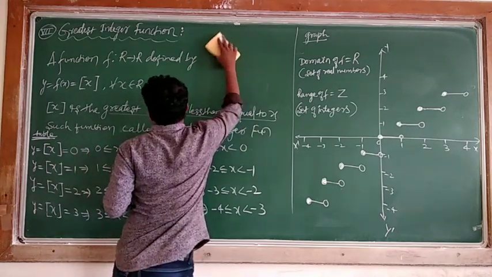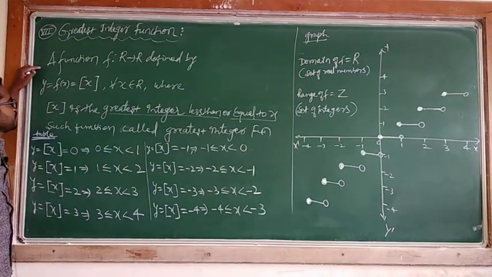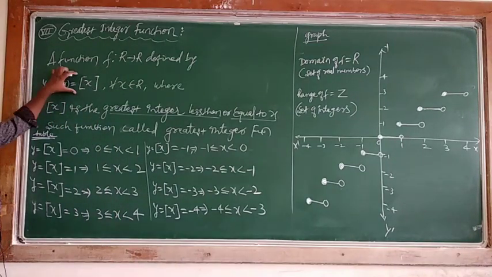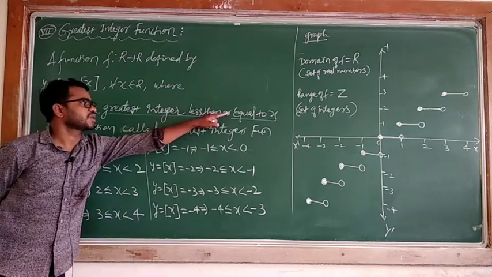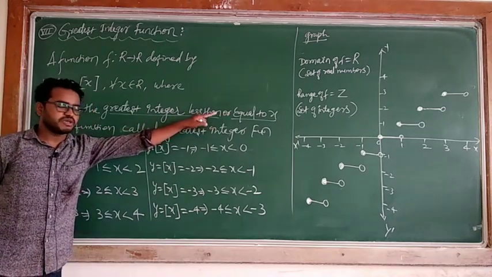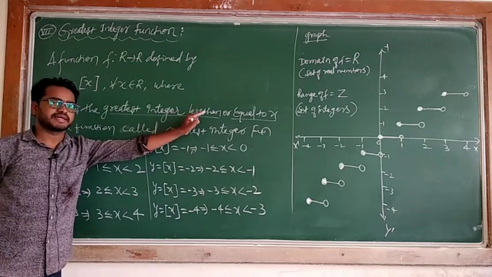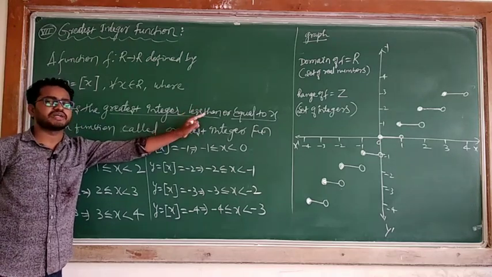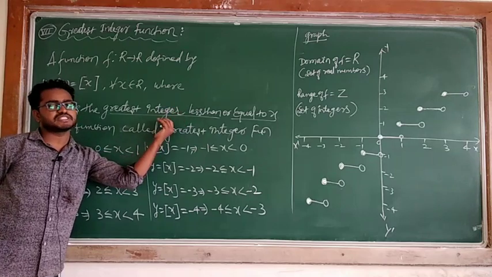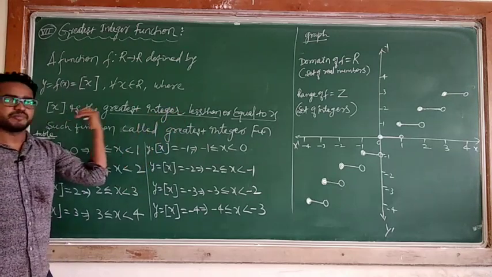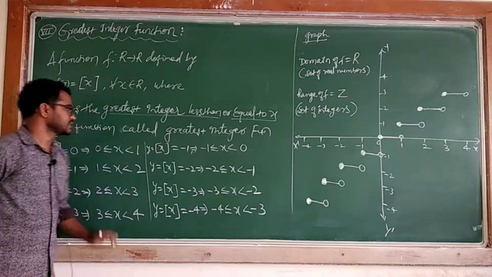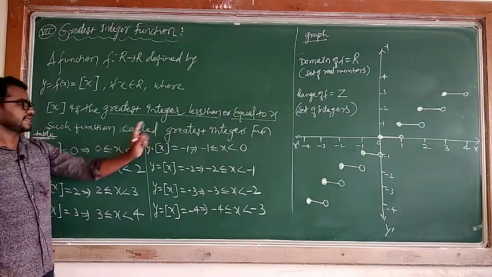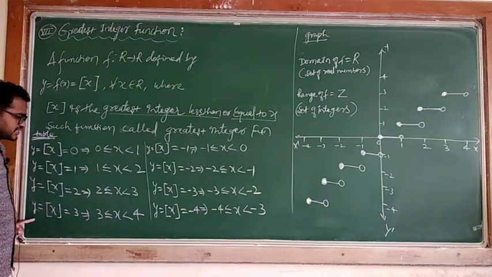Now, what is the greatest integer function? A function f from real numbers to real numbers defined by y equals f of x. You can denote the greatest integer function using this symbol, which means the greatest integer lesser than or equal to x. If x itself is an integer, you take that integer. If it is a fractional number, you take its previous integer, the biggest integer not exceeding it. Such functions are called greatest integer functions.